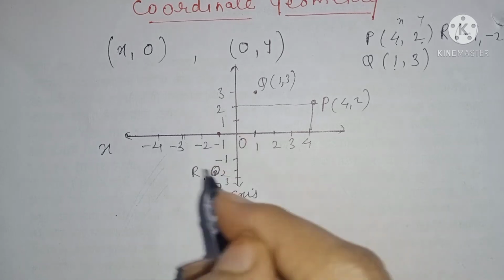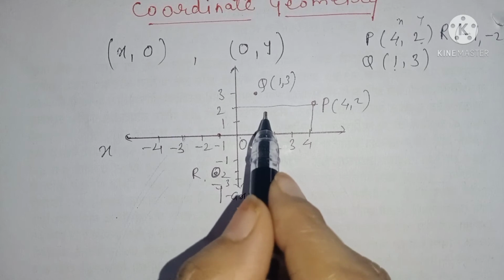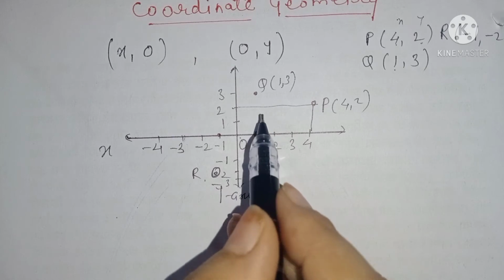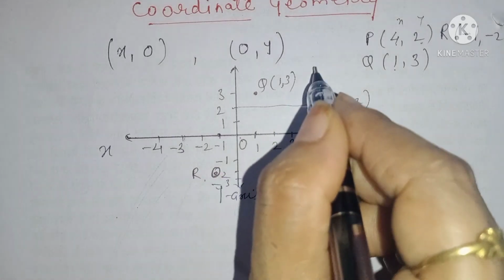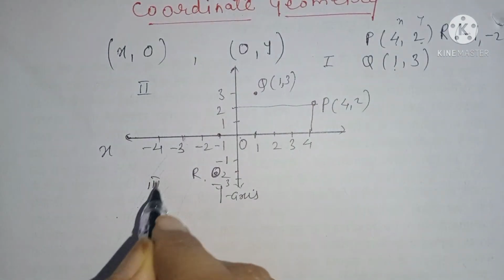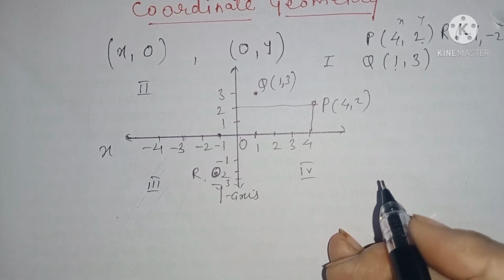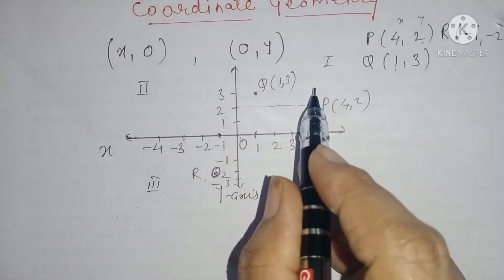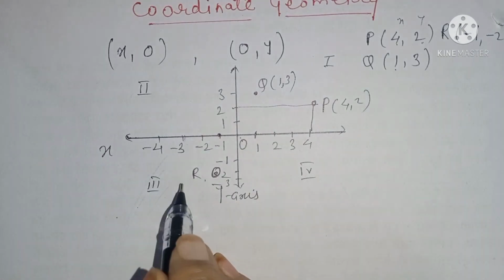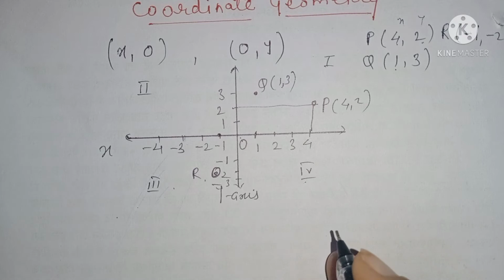Right? The x-axis and y-axis divide the Cartesian plane into 4 parts. Each part is known as quadrant. This you all know. This is quadrant 1. This is second quadrant. This is first quadrant. This is third quadrant and this is fourth quadrant. And you know the signs of these quadrants also. This is plus plus. This is minus plus. This is minus minus and this is plus minus. Right? It is just a revision.